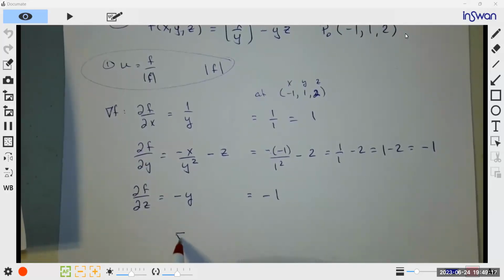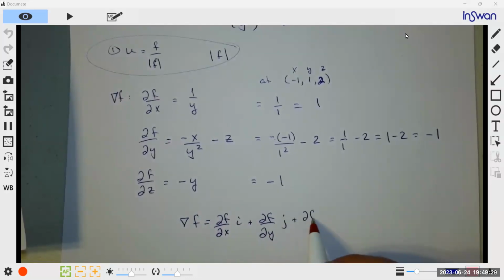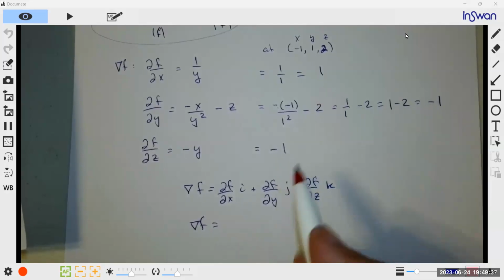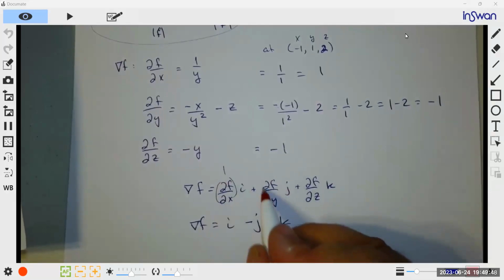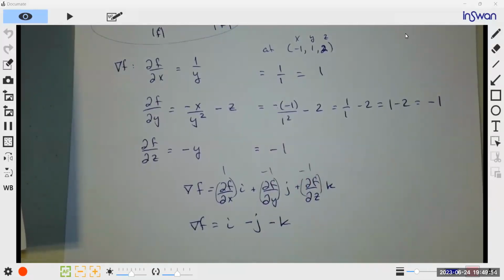So our del f, partial of f with respect to x, i, partial of f with respect to y, j, partial of f with respect to z, k, is equal to 1, negative 1, negative 1. So it's 1, which is just i, negative 1, so it's minus j, minus k. So that's my del operator, my del function.